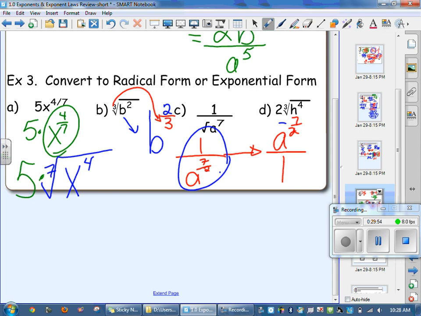Letter D. Letter D is a little bit more challenging because we've got a coefficient, the number 2. The number 2 serves the same purpose as the 5 did over here. It's out front, so it's going to get attached to the variable with the exponent. So my 2 is my coefficient. My h is my base. The exponent is going to be 4 over 3. So 4 over 3 on my h.